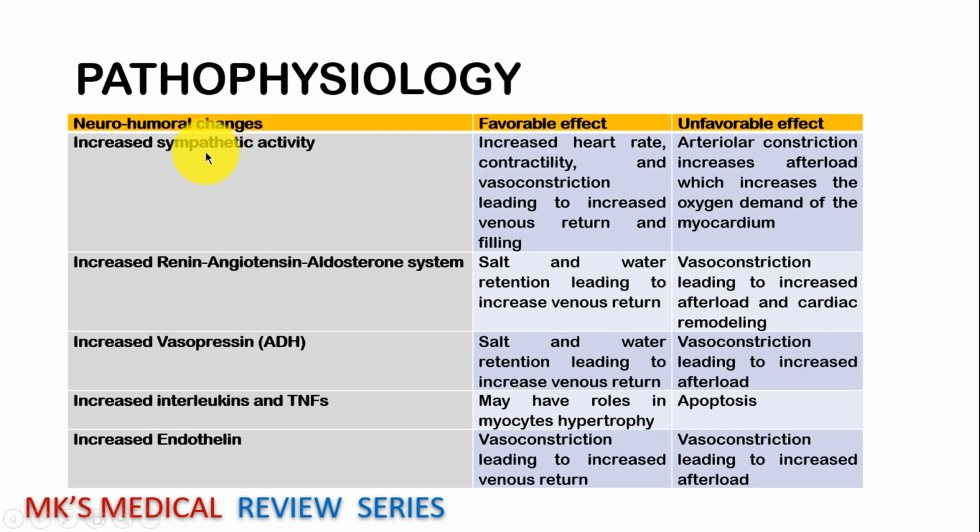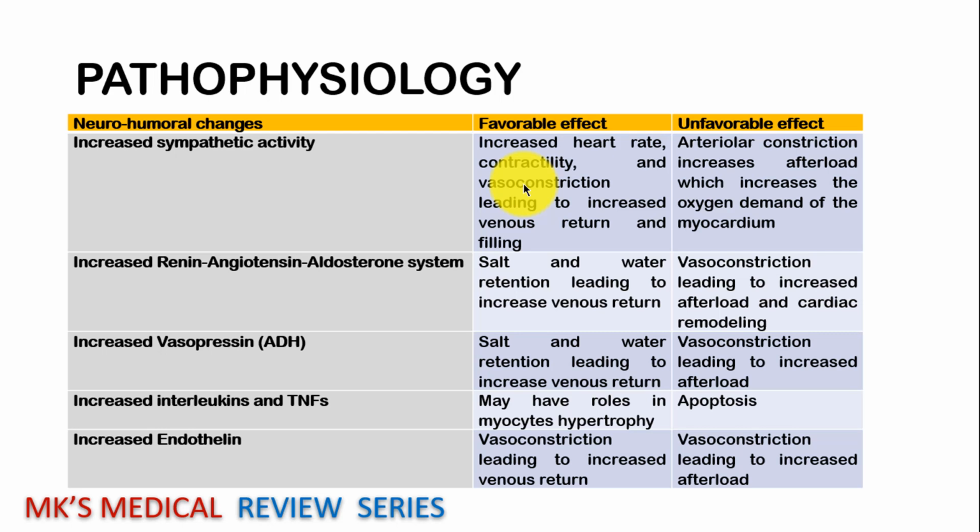So in the pathways, you have an increase in the sympathetic activity. So the favorable effects in the initial stages are that there's going to be an increase in heart rate, increase in contractility, vasoconstriction. That's going to be leading to increased venous return and increased filling. This is a good thing for someone who has a heart that's failing. But later on, the arterial constriction is going to increase the afterload. So it means that more oxygen is needed for the myocardium.